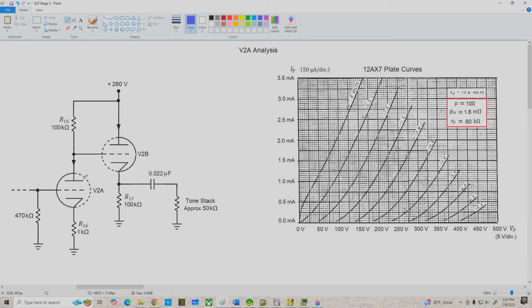So let's start with the analysis of V2A. Remember, under normal operating conditions, V2B represents an infinite resistance connected to the plate of V2A, so we can disregard the loading effects of V2B.